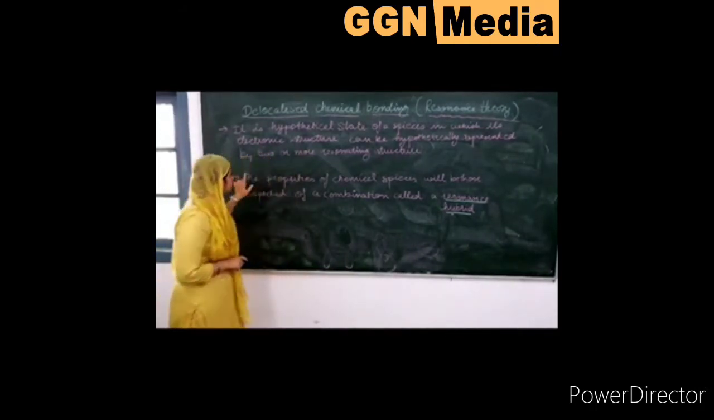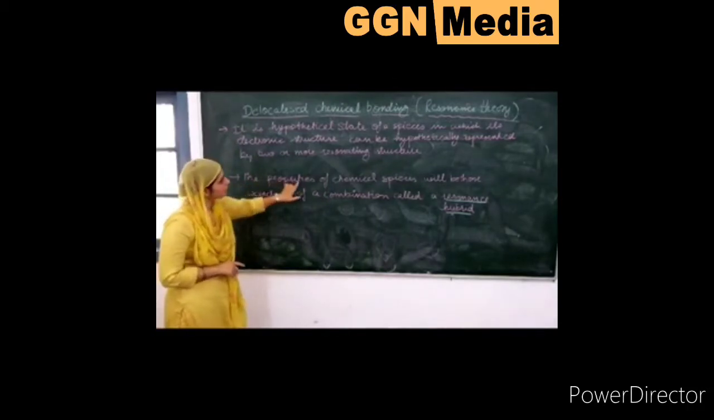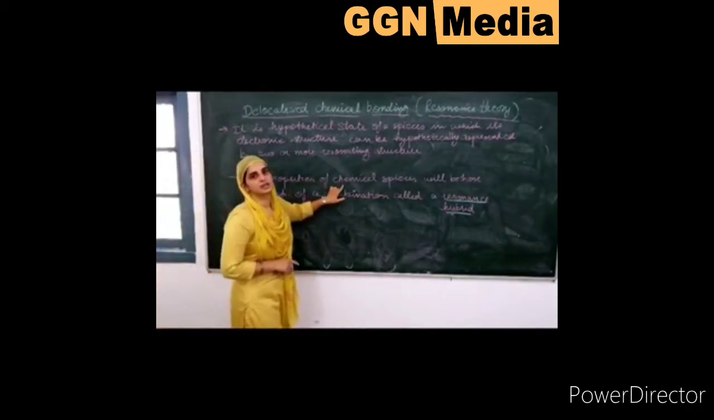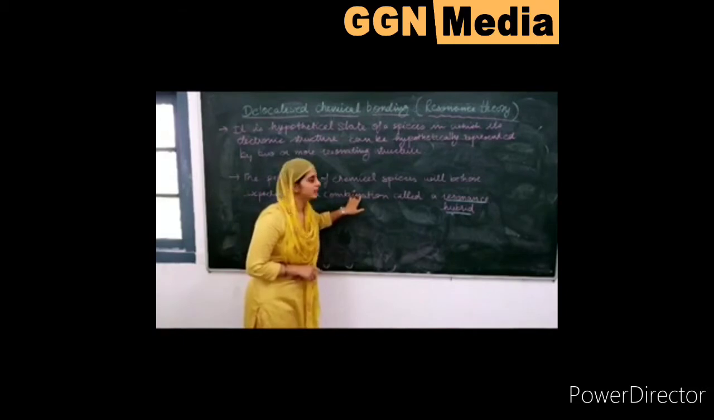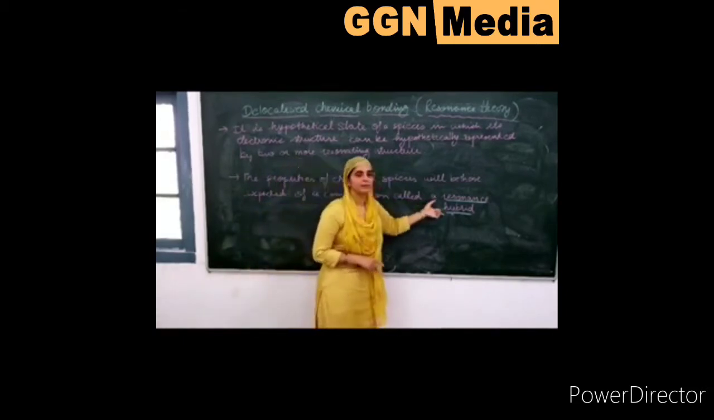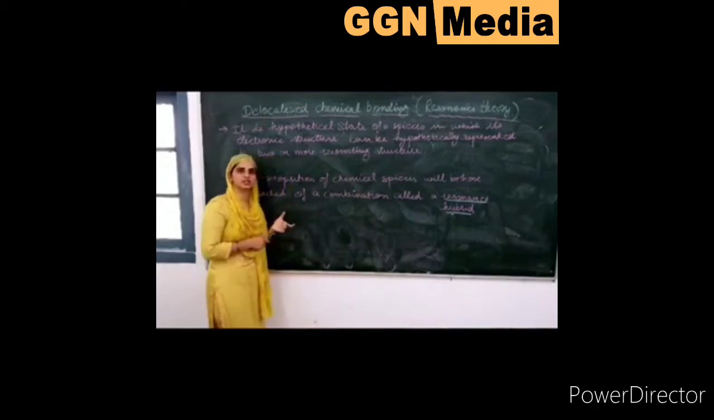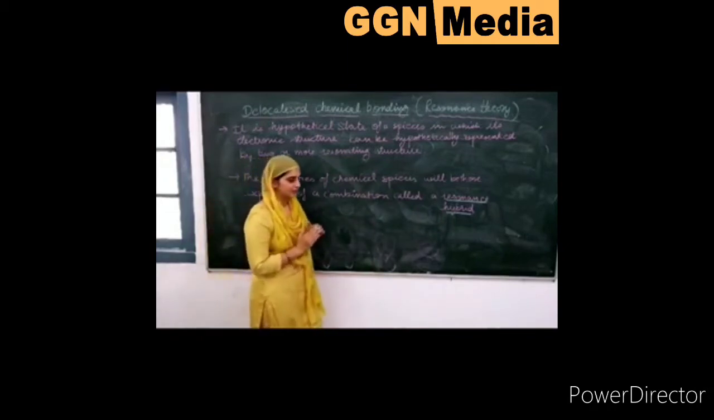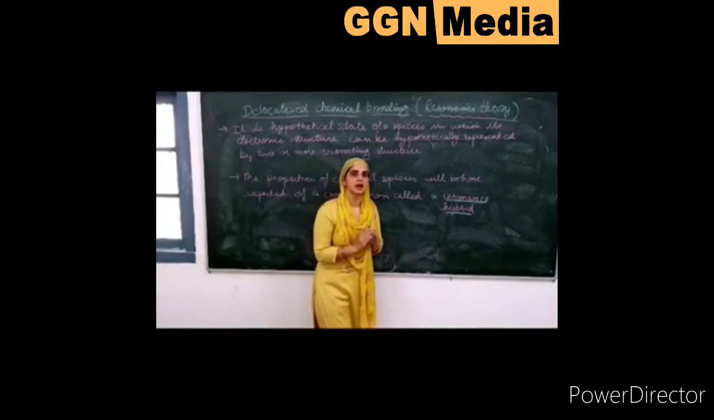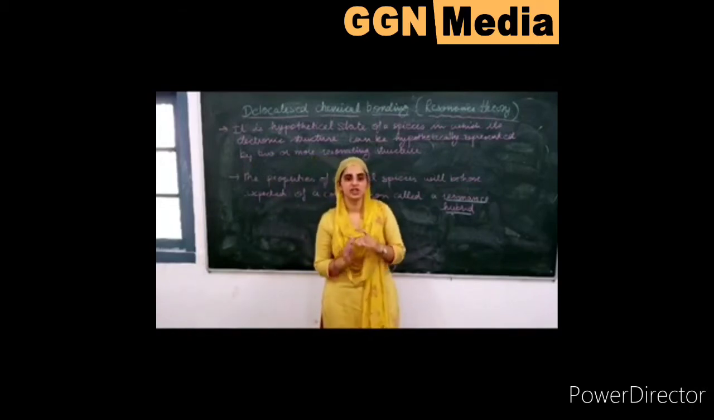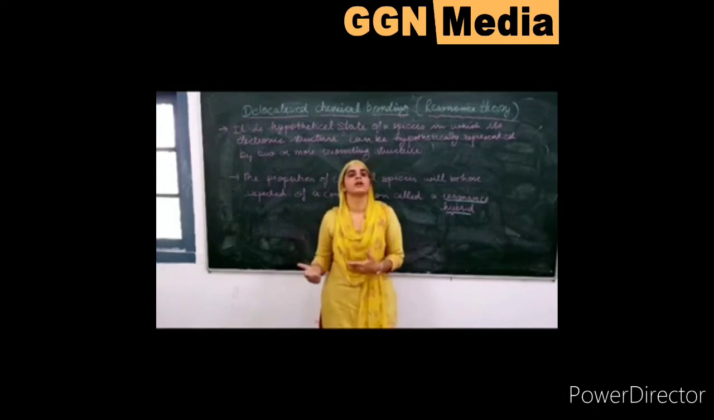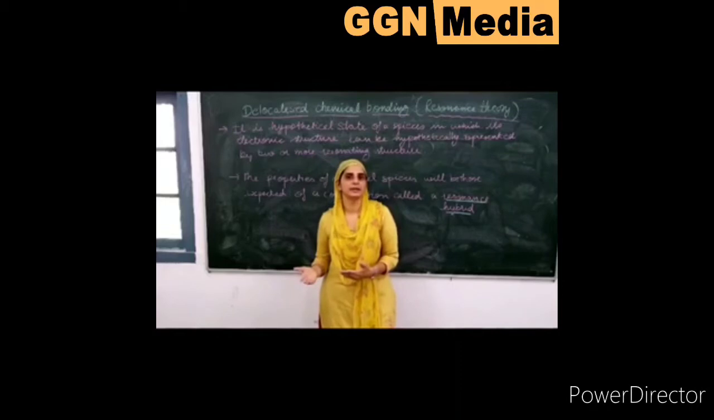But the properties of a chemical species depend upon the resonance hybrid. Resonance hybrid is the combination of all the canonical structures, and resonance hybrid is a real state of a chemical species which can't be represented by the Lewis method. So we take help of canonical structures as they can be represented by the Lewis method.